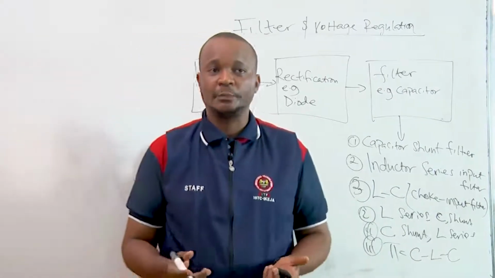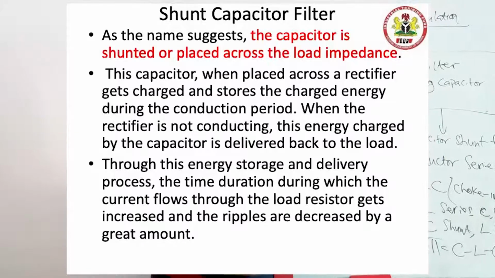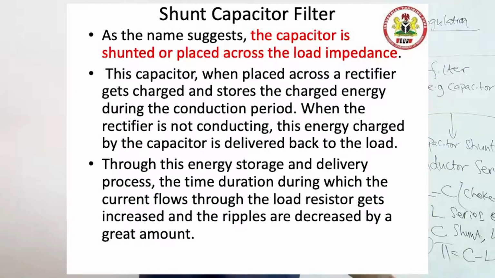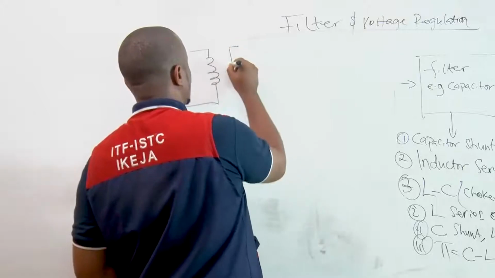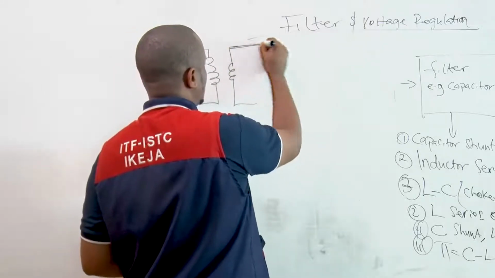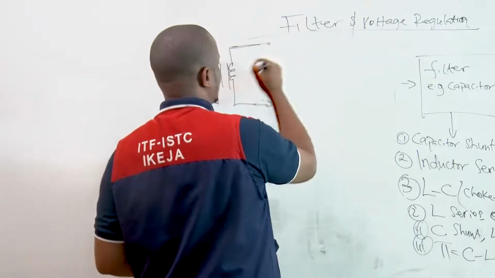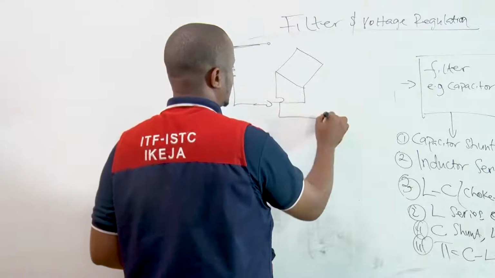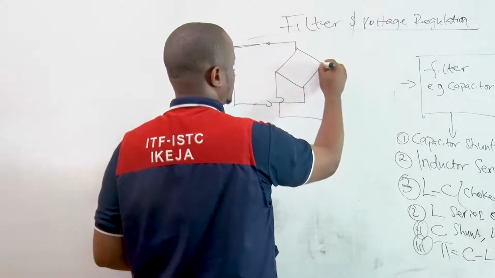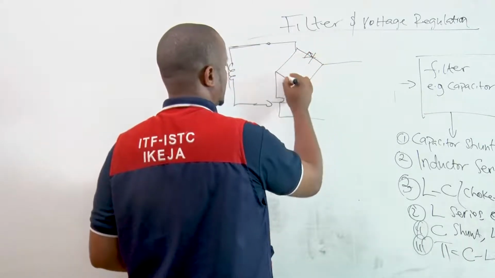Now, what is the shunt capacitor filter? Like the name suggests, the capacitor is shunted or placed across the load impedance. And how do we do that? Still referring from our rectification circuit, where we have the transformer, and then we have our bridge rectifier. In this manner.